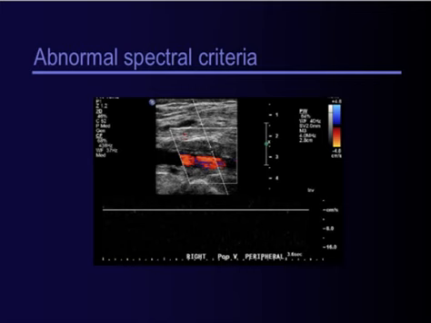Spectral Doppler can also be used to confirm the absence of flow. In this case, you can see that the artery is patent on this color Doppler image, but there is thrombus occupying and occluding the associated vein, and absence of flow on the spectral image.